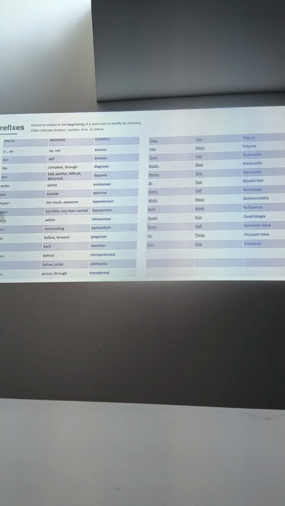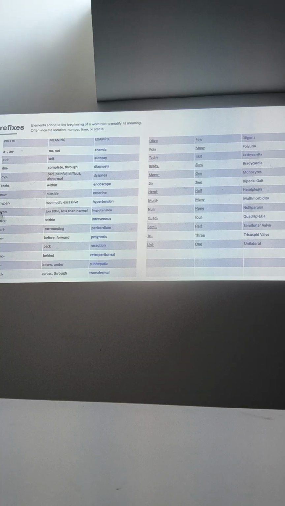Auto is itself, so autopsy. So auto, think of that. And then dia is complete or thorough, so a diagnosis. What's the complete view of this thing? And dis, we've seen that before, is bad, difficult, abnormal, so dyspnea. Endo is within, so endoscope, within the body. Exo is outside, so exocrine.